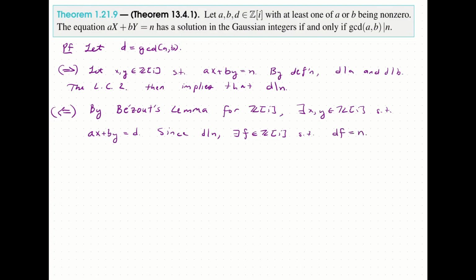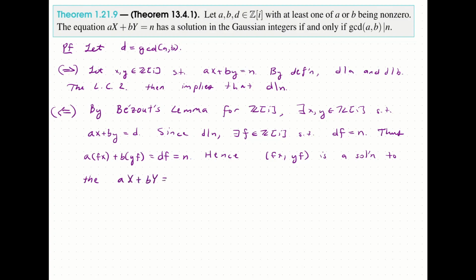Now if we multiply the equation we have by f, we get a times fx plus b times yf is equal to d times f, which is equal to n. And therefore, fx comma yf is a solution to the linear Diophantine equation ax plus by equals n. And so we're done, and that establishes the proof.